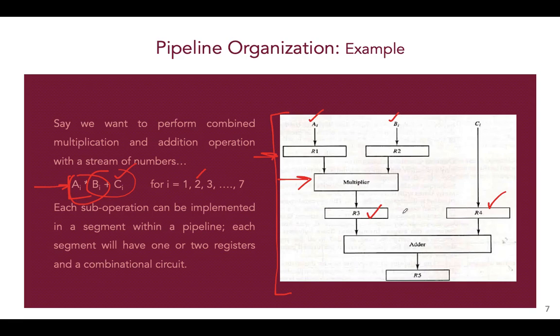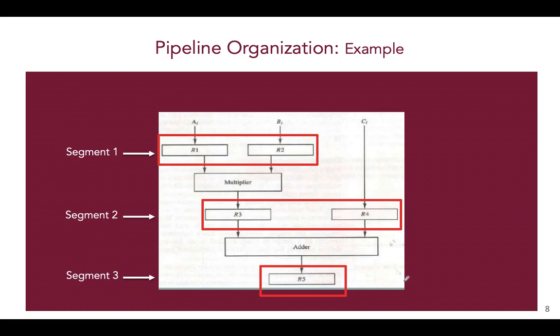For these two registers now, we can have an adder. It will add the contents of R3 and R4 and finally produce a value. The final answer for this equation for each value of i will then be stored in register R5. And you can see that this is a 3-segment pipeline. The first segment contains 2 registers. The second segment again contains 2 registers depending on the question. And the third segment contains the final register. This holds the final answer.